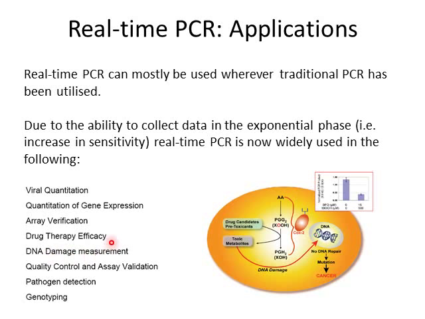DNA damage measurements can be used. Quality control, pathogen detection, different bacteria can be detected using PCR-based techniques, genotyping. So we can do all sorts of different things with the real-time PCR. And again, you can read about these in the core textbooks and do a little bit more wider reading on some of the applications that exist.